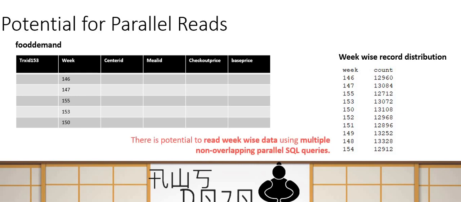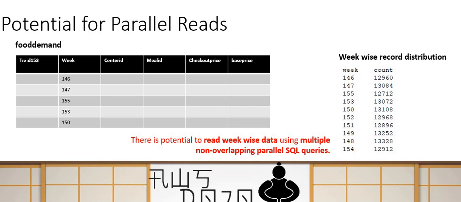That means if I make multiple non-overlapping parallel queries for each week, then I will be able to read data, and each read will be an evenly distributed read. Not that it is necessary that I need an evenly distributed read. It could be an unbalanced distribution as well. But if you're trying to read data in parallel, then having an evenly distributed read is, I will say, more performance oriented than an uneven distribution.